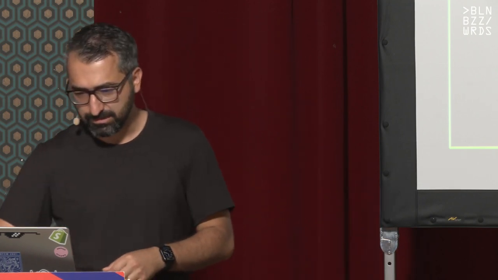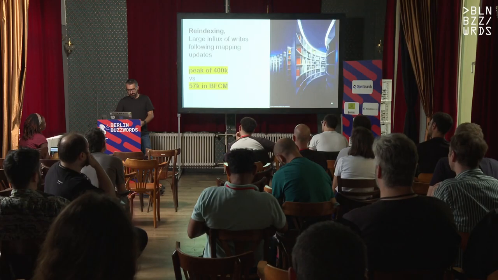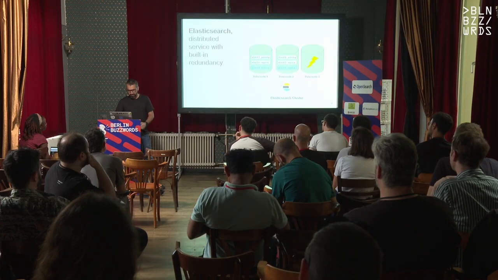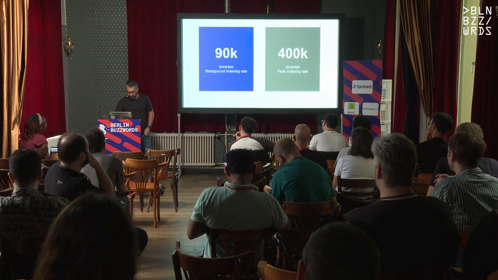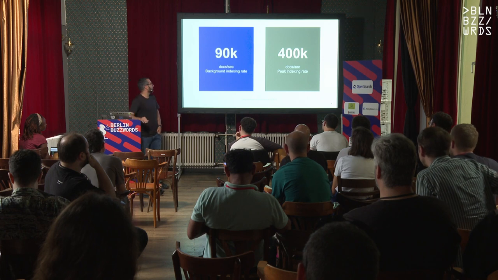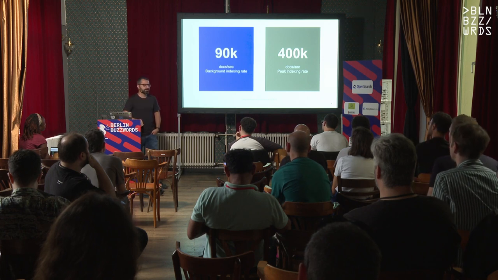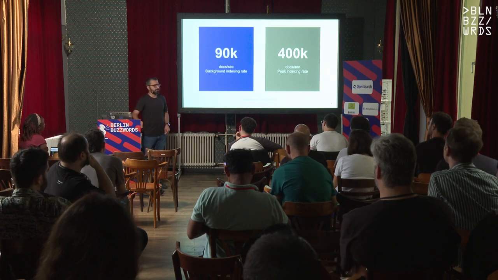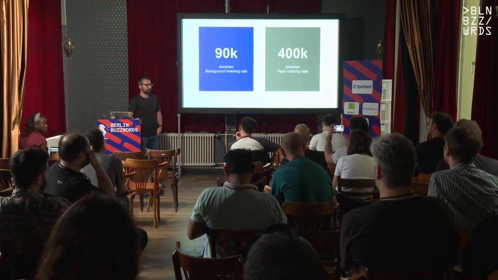And in terms of the scale of the documents, I can go back to the slide with the numbers. I think it's about 40-some thousand documents per second that we write. So that's our, 90,000. That's our background indexing rate on a day-to-day basis that go into our clusters. Okay, thanks.